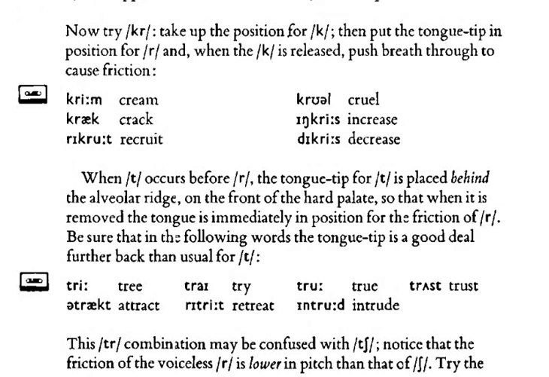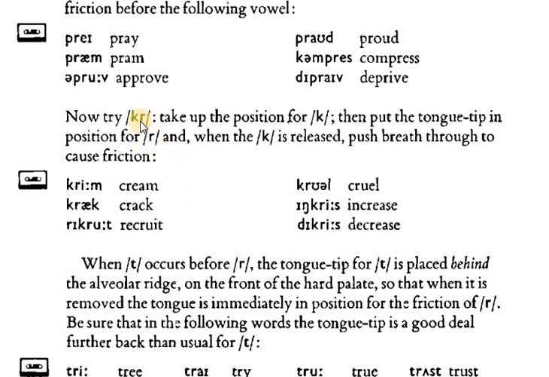Now, sorry, I moved a lot. Now, try K, R. Again, R after K is going to be voiceless with some kind of friction. Take up the position for K, then put the tongue tip in the position for R, and then when K is released, push breath through to cause friction. The mouth is ready to pronounce K, then I move to the sound R, and of course the air passing through the mouth will cause some kind of friction. Cream, crack, recruit, cruel, increase, and decrease.